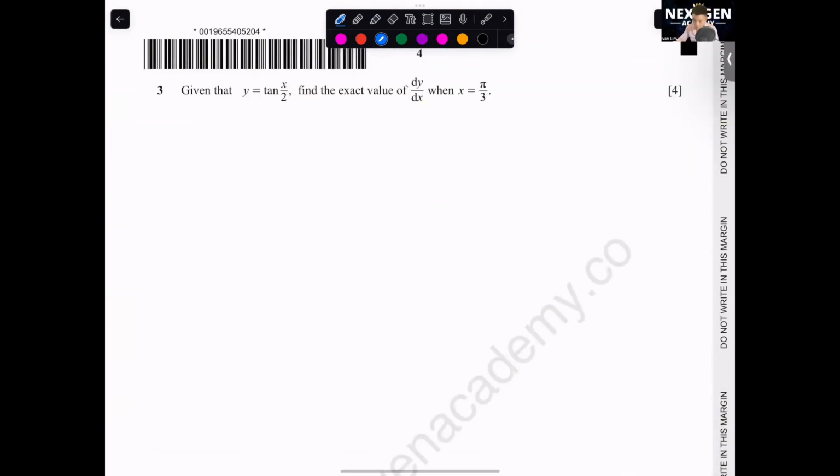Given that y equals tangent bracket x over 2, find the exact value of dy over dx when x equals pi over 3. Okay, how do we find dy over dx for tangent x over 2 first? To understand this, we have to know that if I have a coefficient beside the x, tangent will become secant. Then you differentiate the inside, the ax. You get a, so secant square. Inside here still remains as ax. Don't change it to x. We are applying chain rule.